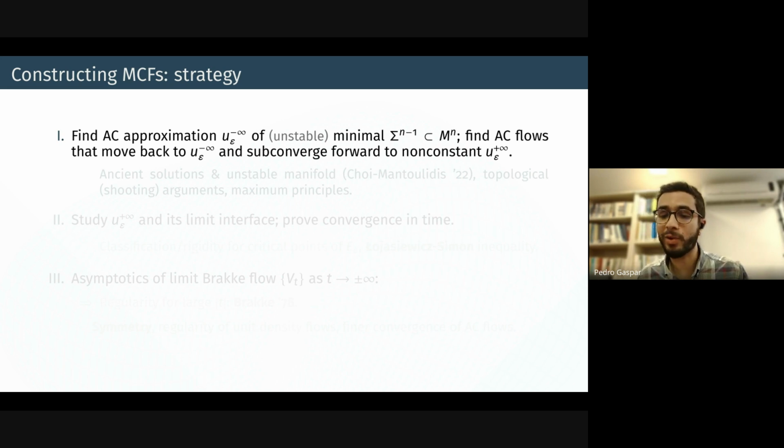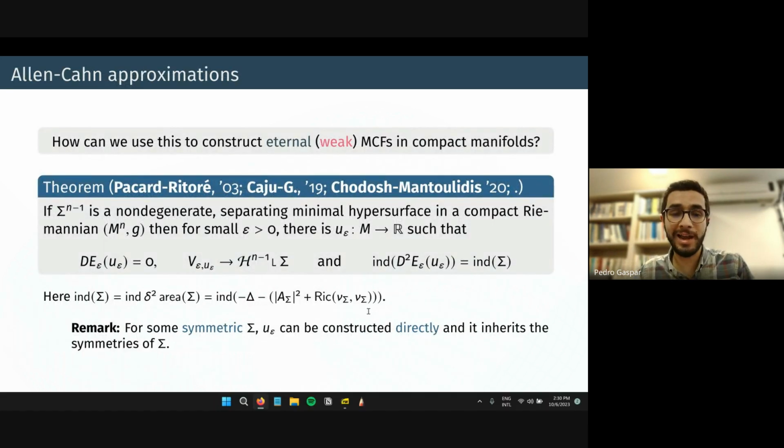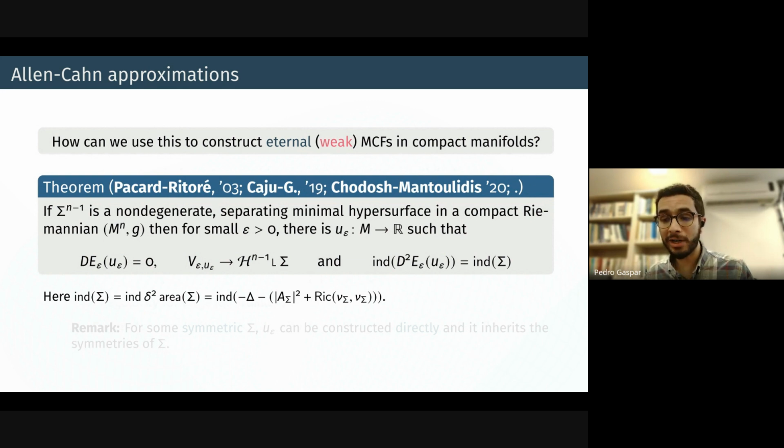And of course, the first question you may ask me is, well, can we actually do that? Can we actually approximate minimal surfaces by solutions to the Allen-Cahn equation? That's exactly the thing that I skipped in the previous slide. The answer is yes, generically, for minimal surfaces that are homologically trivial, that separate your manifold into two pieces. This result is due to Pacard and Ritoré, with some contributions by myself and Raissa Caju, and there is also some important information coming from the convergence theory of Chodosh and Mantoulidis.